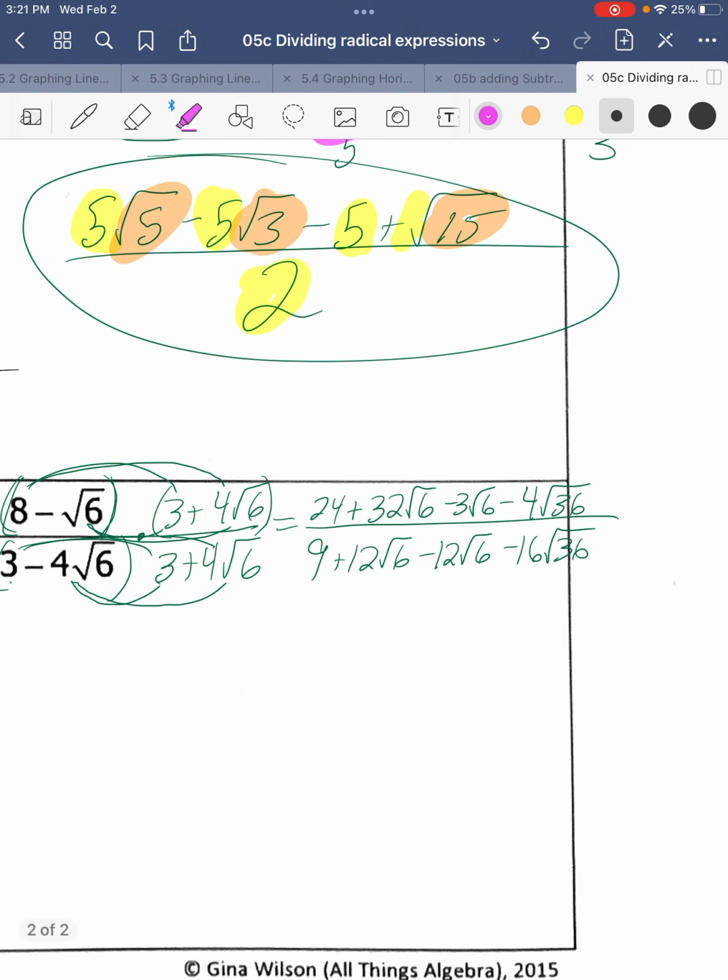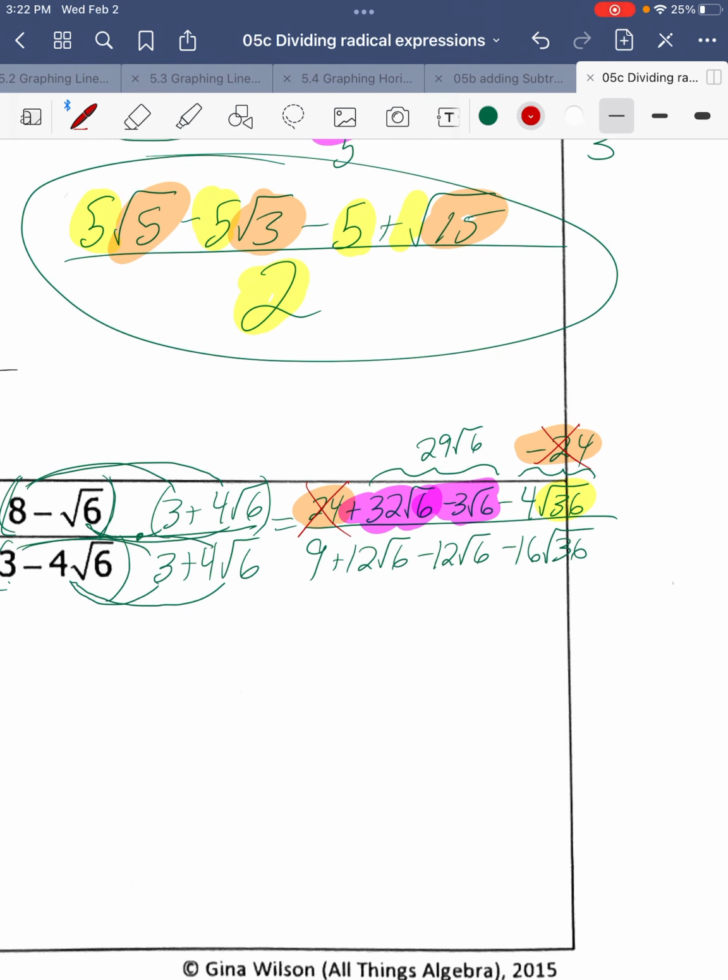Looking to see what we can simplify. We have 32 square roots of 6, and we're subtracting 3 square roots of 6. That's going to simplify to 29 square roots of 6. At the end there, we have square root of 36 is 6. That's going to simplify. Negative 4 times 6 is negative 24. We then have, oh my goodness, this is going to work out nice. We have a negative 24 and a positive 24. Those are actually going to simplify out. It's going to be 0.